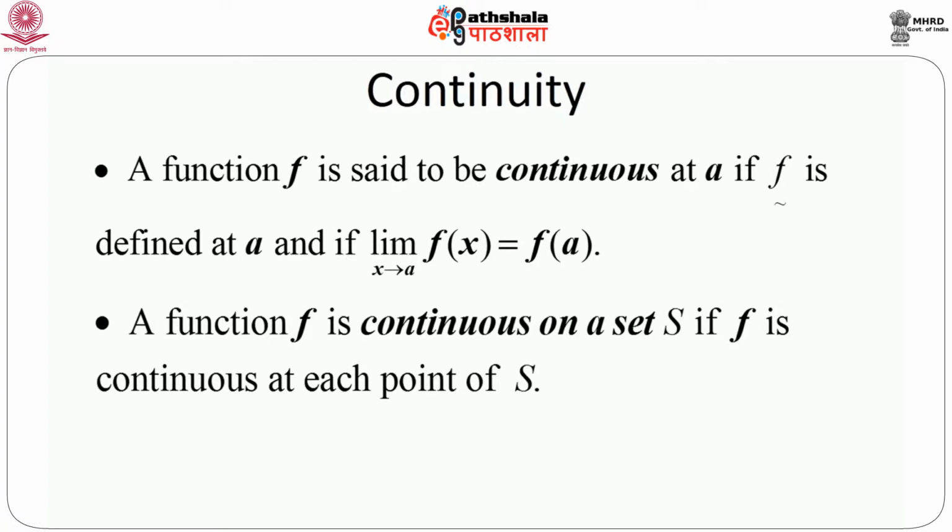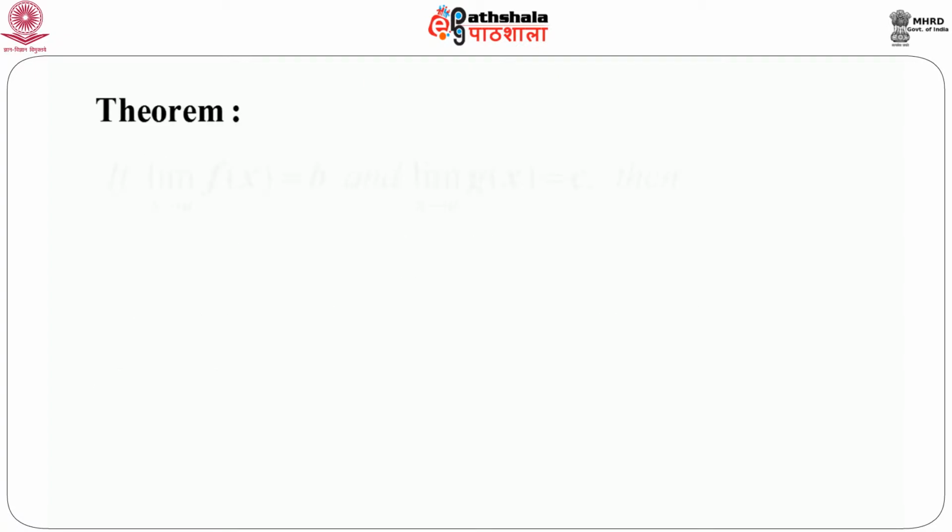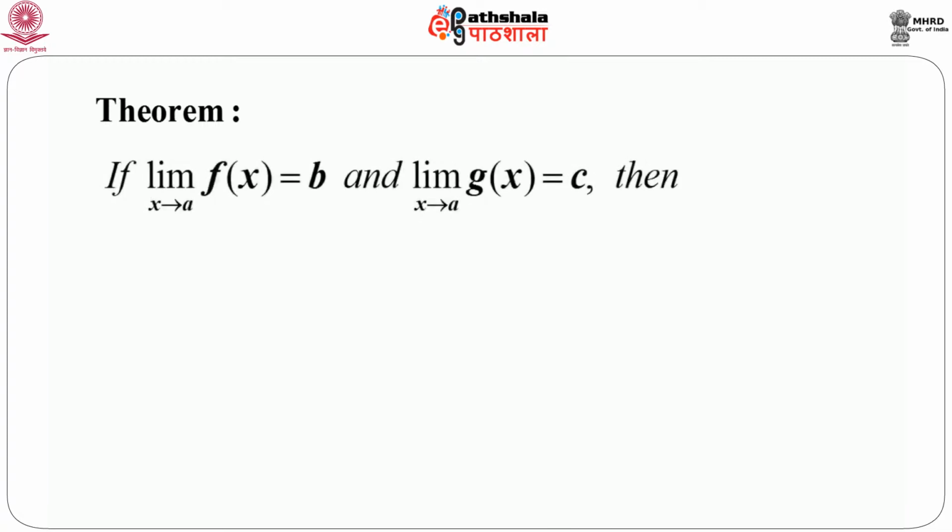Let us consider one theorem which follows from some properties of continuous functions of a single variable on the real line. The theorem is: suppose limit as x goes to a of f(x) equals b, and limit of g(x) as x tends to a equals c. That means we have two vector valued functions defined on a vector variable, and the limits exist as x goes to a.